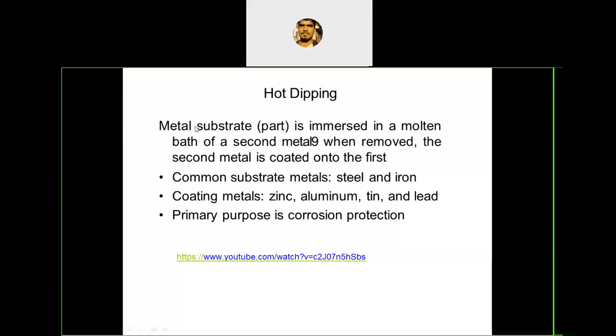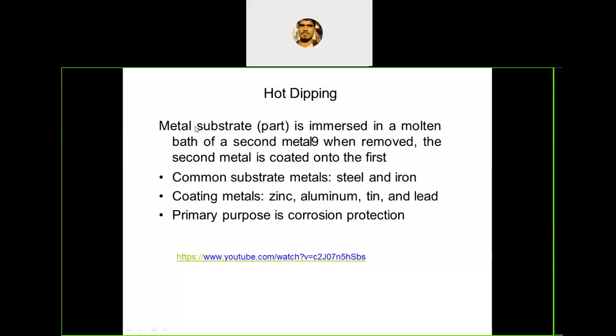And the next important process is hot dipping. Hot dipping and the electrolysis process are basically the same. But in hot dipping, the metal substrate or part is immersed in a molten bath. In the previous process, parts were immersed in an electrolyte solution, but here the metal substrate is immersed in the molten metal. Molten means it is in the hot state.